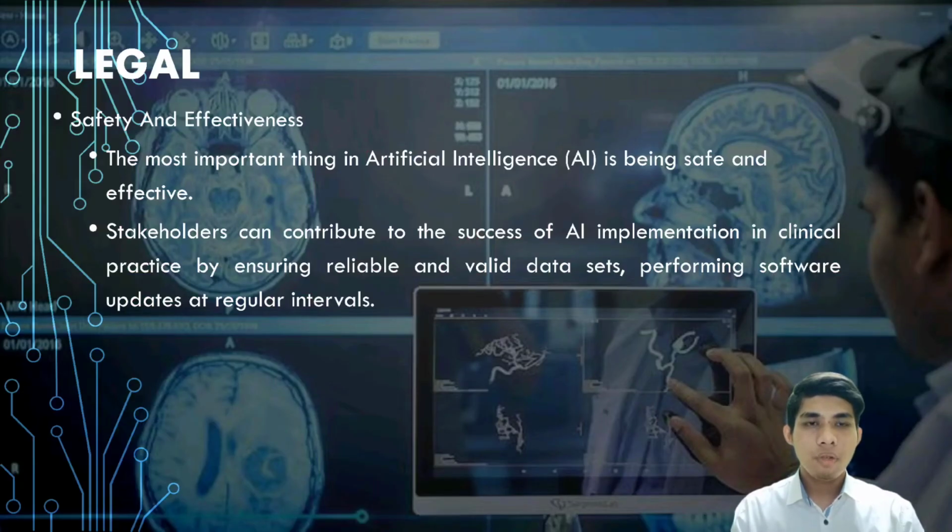Firstly, the challenge that we will face under legal challenge is safety and effectiveness. The most important thing in artificial intelligence is being safe and effective. Stakeholders can contribute to the success of AI implementation in clinical practice by ensuring reliable and valid data sets, performing software updates at regular intervals, and being transparent about their product, including shortcomings such as biased data. AI processes often require a large amount of data. Alternatively, consent from the patient may be required prior to data disclosure via AI.